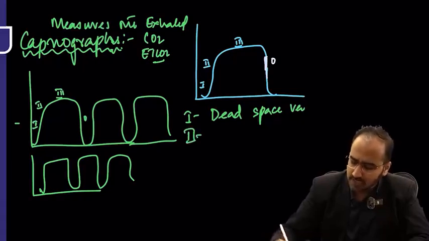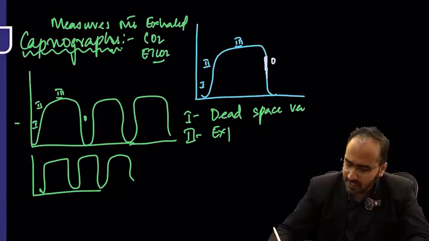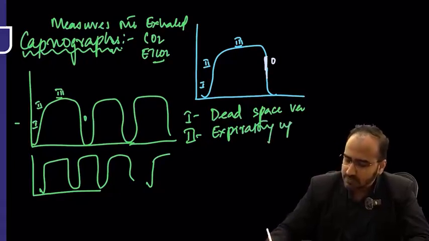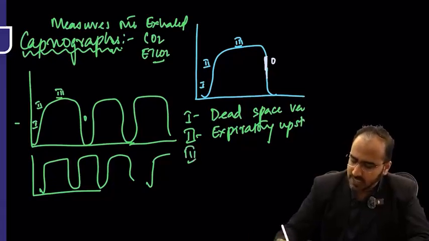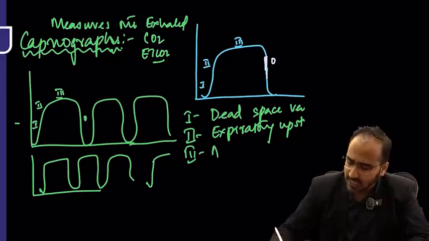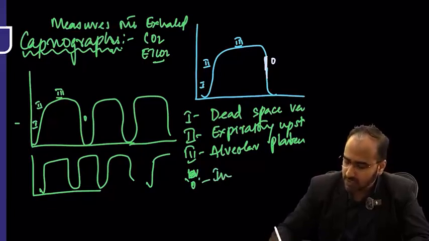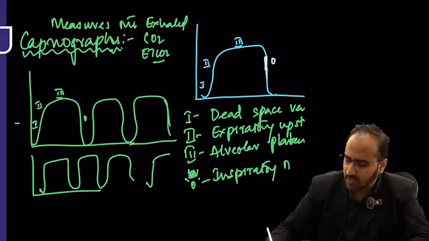Phase 2 is what, guys? Phase 2 is the expiratory upstroke. As a patient is exhaling carbon dioxide, you will get this phase 2. Next is phase 3. Phase 3 is the alveolar plateau. Whereas phase 0 is the inspiratory downstroke. Now the patient begins to inspire.